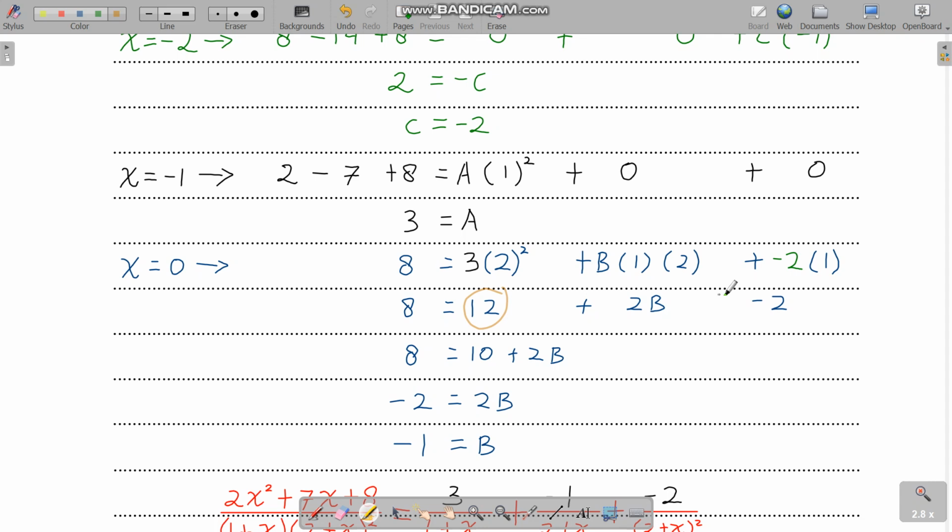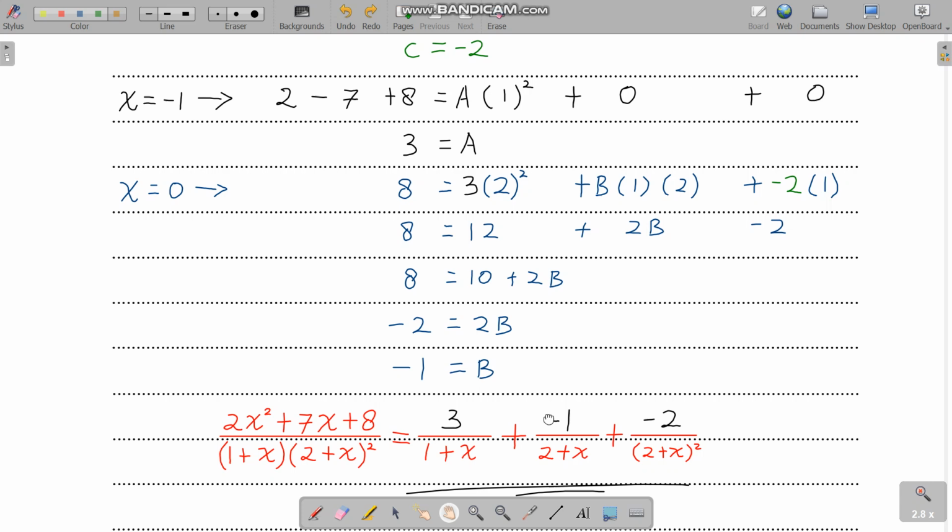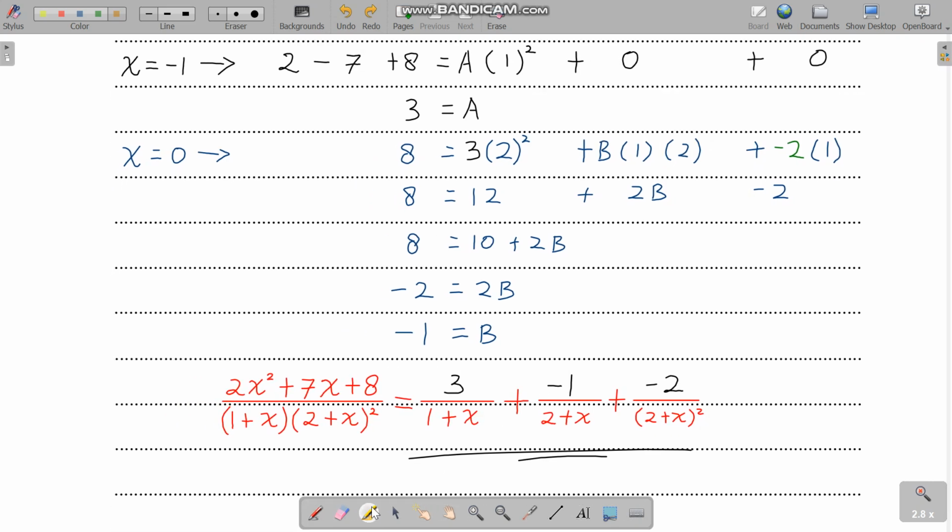So now we can find the b. This is 12, this is minus 2, so we get 10, and subtract 10 from both sides, divide both sides by 2, we get b. So therefore the final answer would be the value of this is a, this is b, and this is c.